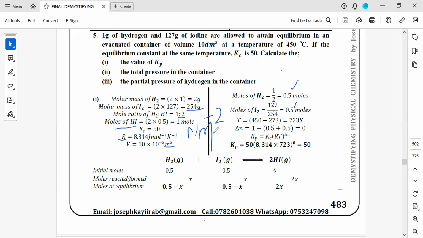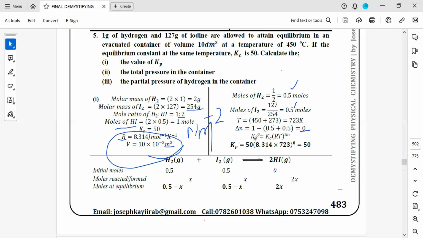So that is why we need to convert the volume to meters cubed so that it can match the R that we have. And then the temperature, of course, it's supposed to be in Kelvin. And then the difference in number of moles, we said we get the number of moles of the product minus the sum of the reactants. And since the reactants have 0.5 plus 0.5, which is 1, 1 minus 1 gives us what? 0. So that means our difference in number of moles is 0.